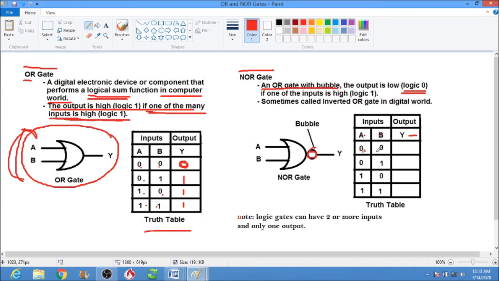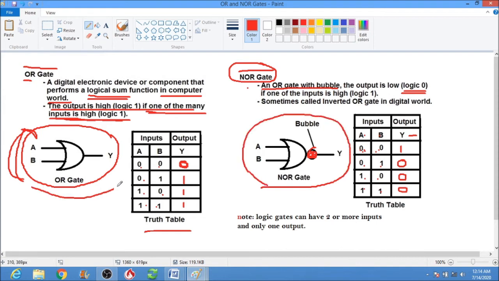So 0 plus 0 is 0. Inverted, the 0 will become 1. 0 plus 1 is 1, invert that, so that is 0. 1 plus 0 is 1, invert that, will become 0. 1 plus 1 is 1, invert that, will become 0. That is the NOR gate, an inverted OR gate with a bubble. So take note of this symbol and this symbol for the OR gate.